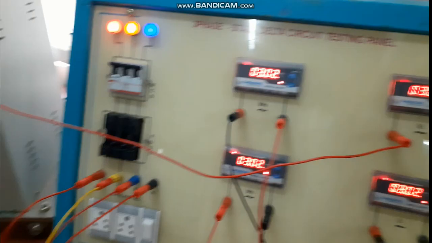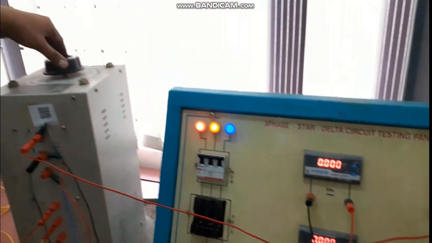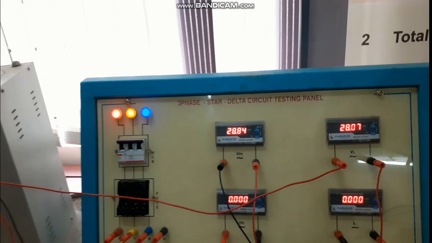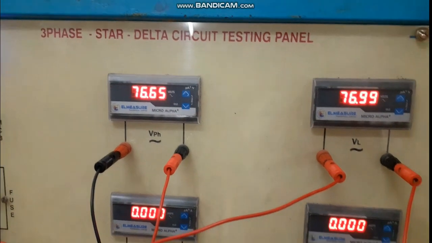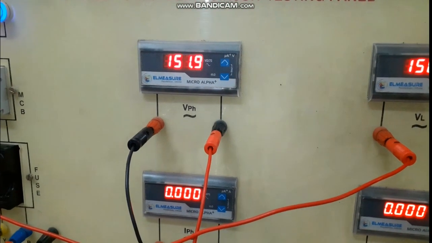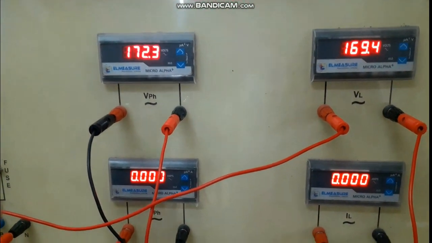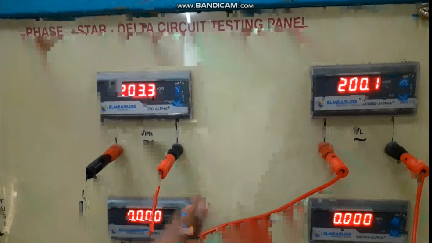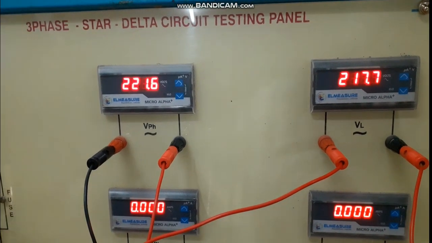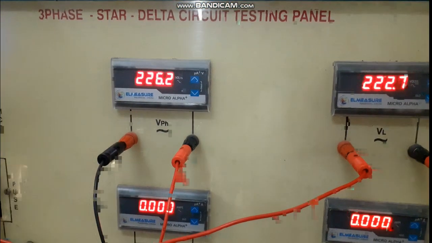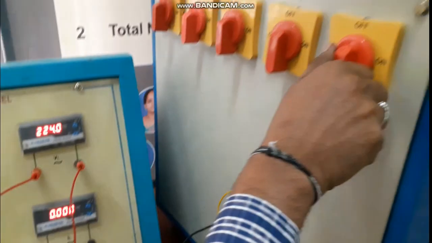Now the three-phase auto transformer variac is varied to meet the required voltage, that is 230 volts, 415 volts in the line voltage. If you see here, both readings are showing the same, because in a delta connection, line voltages are equal to phase voltages. Now I am going to vary the variac to a maximum of 400 volts.